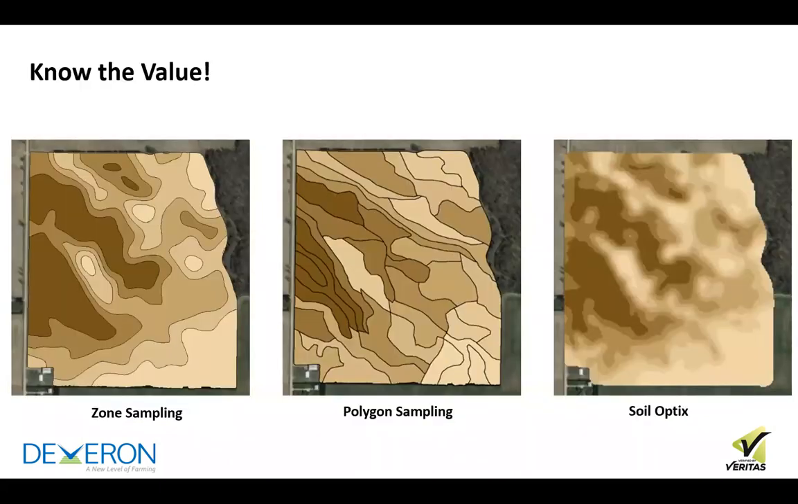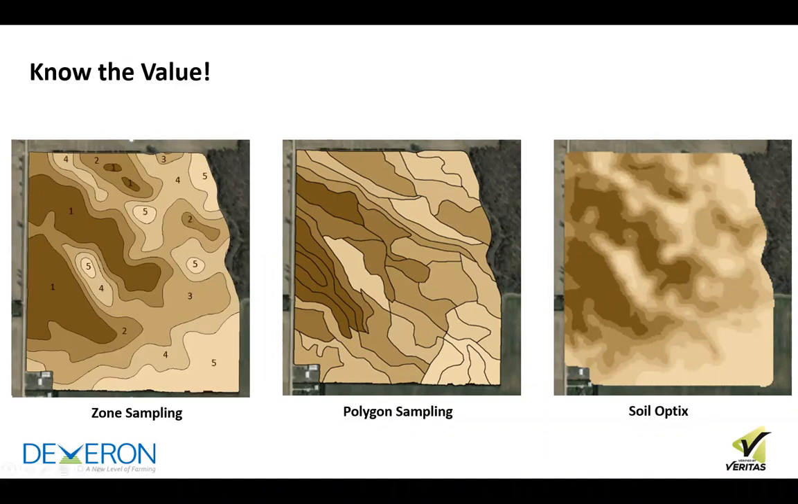Now, it's important to understand when you're choosing your resolution to know the difference in the methods and what you're getting. The first example here on the left is zone sampling, and is the most common entry-level sampling technique where good equipment and processes are used to create the zones and sample them individually. They are then mixed. All zone 1s are mixed together.